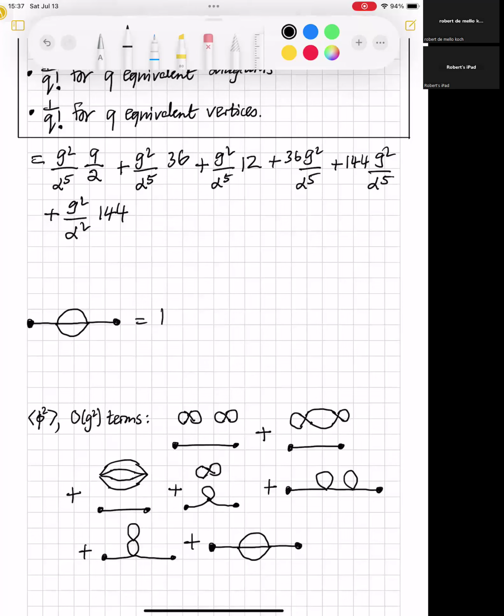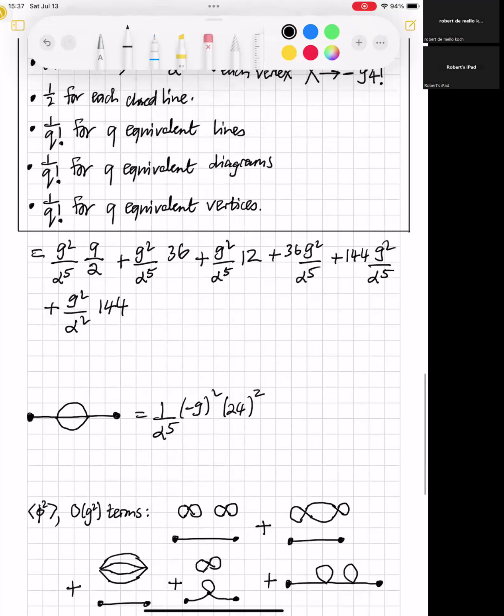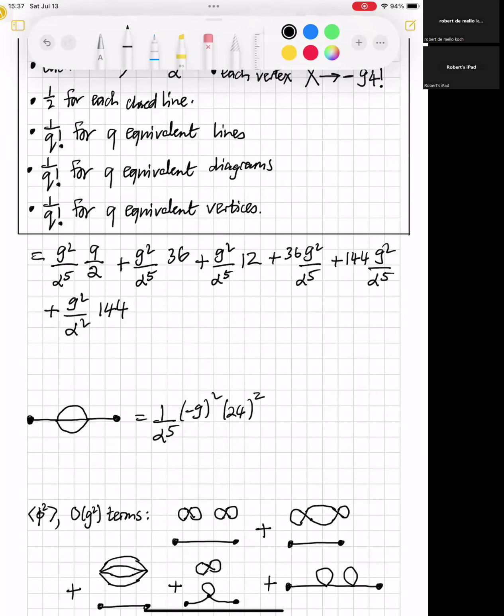So there's 5 lines, so there's 1 over alpha to the 5. There's 2 vertices, so there's a minus g squared and a 24, because it's minus g 24 for each vertex. Then let's look at the factor. There should be 1/2 for each closed line. Well, there are no closed lines.